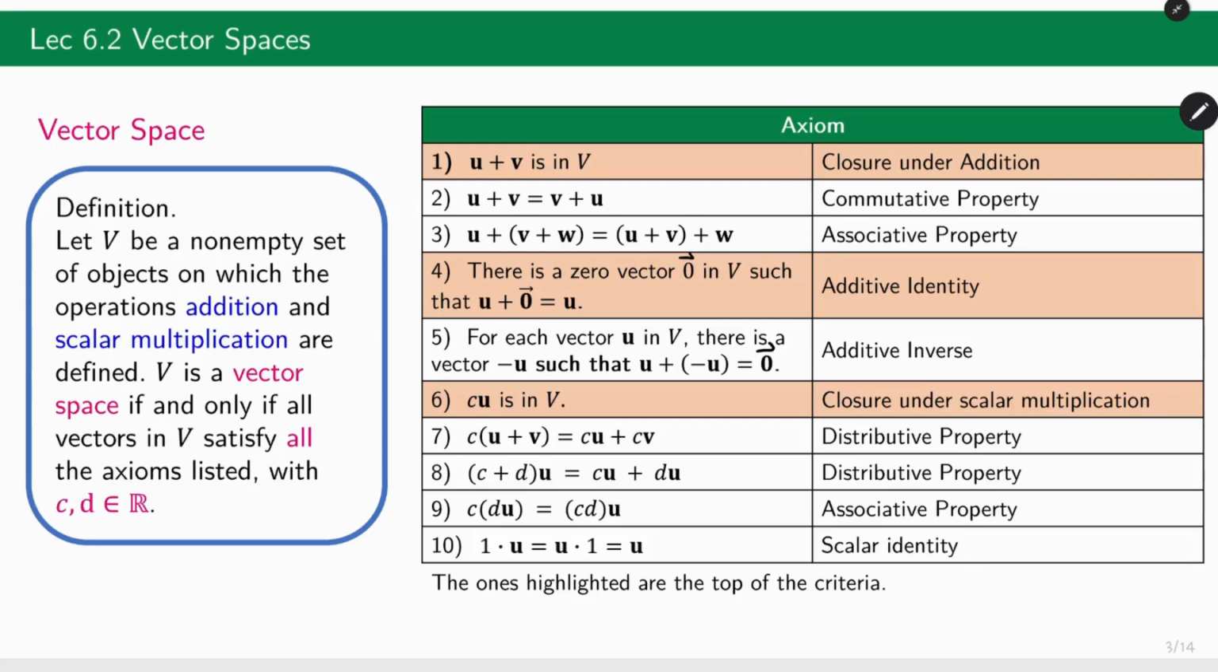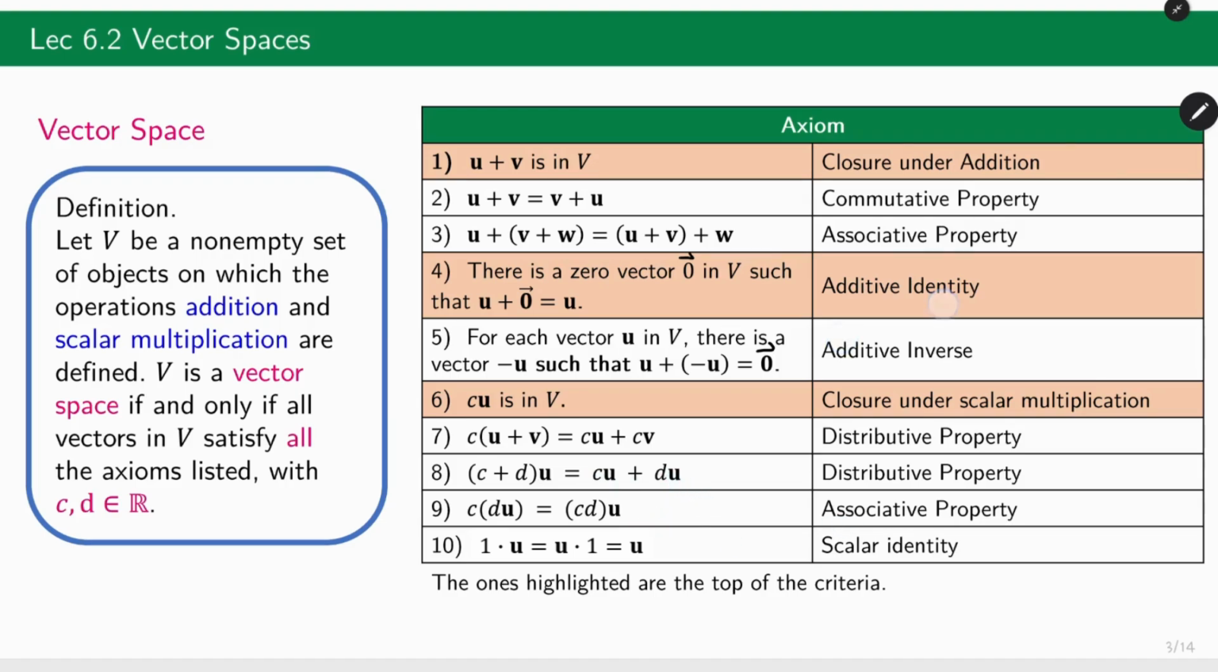Next, we have the distributive property. We have two distributive properties here. c times the quantity vectors u plus v is equal to cu plus cv. And the other one, we have the quantity c plus d times vector u. The result is c times u plus d times u.